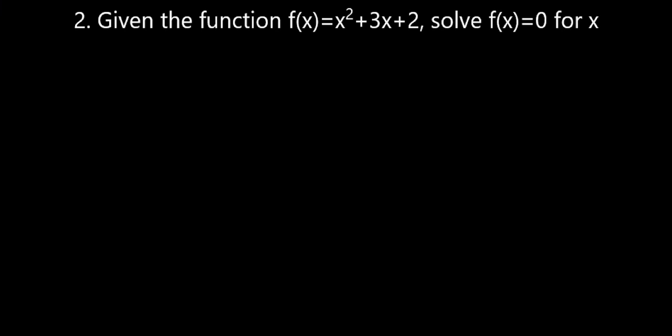Let's solve number 2. Given the function f of x equals x squared plus 3x plus 2, solve f of x equals 0 for x. I think the biggest part here is interpreting the meaning of this problem. So we have a function which has the variable x, which equals x squared plus 3x plus 2. Saying f of x is equal to 0 is just saying that x squared plus 3x plus 2 is equal to 0, because this is the function f of x.